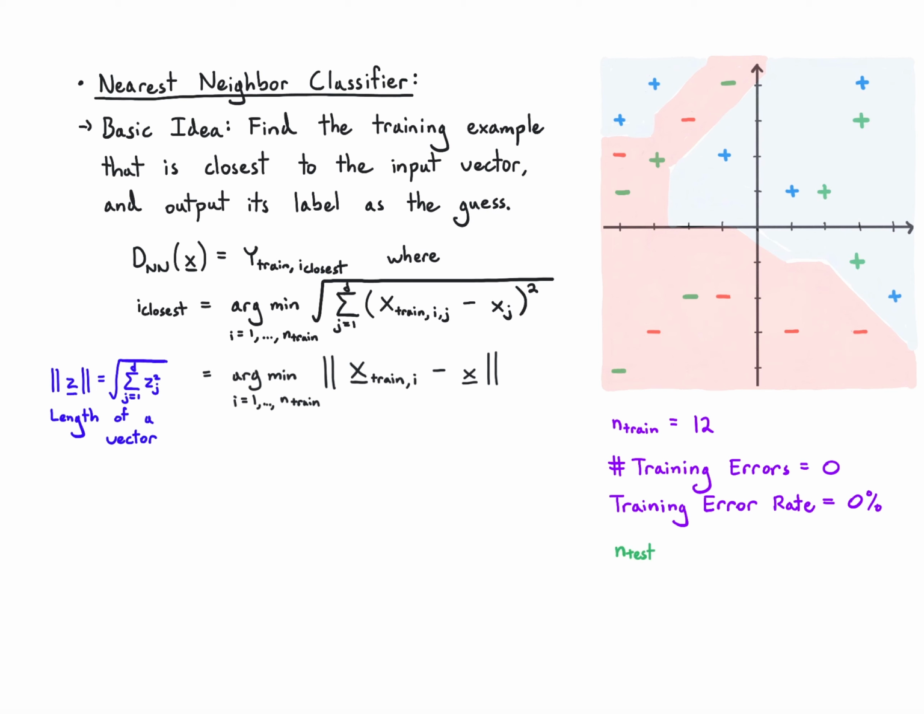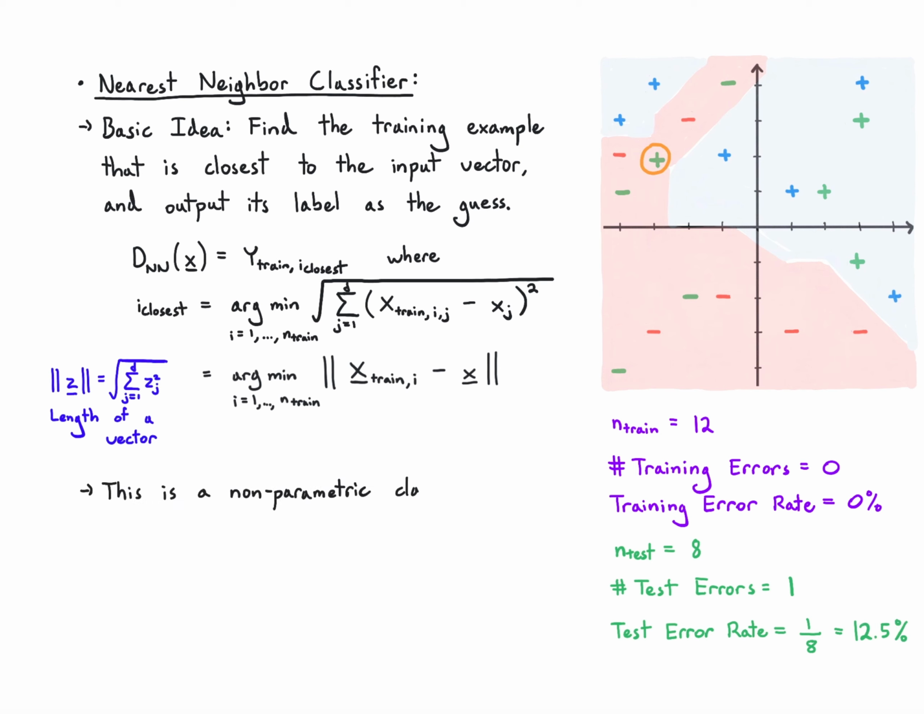But what about test error? So here are the test points, there are 8 of them. The number of test errors I make here just happens to be 1, and so the test error rate is 1/8, which is 12.5%. This is a non-parametric classifier because I'm not actually trying to find a probability model, so I'm not basing this on any particular distribution family.